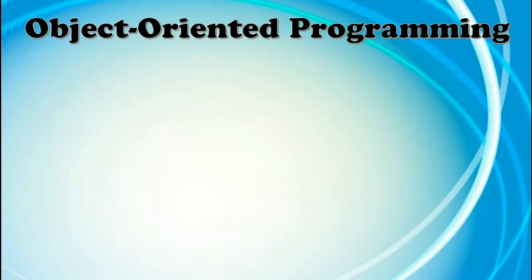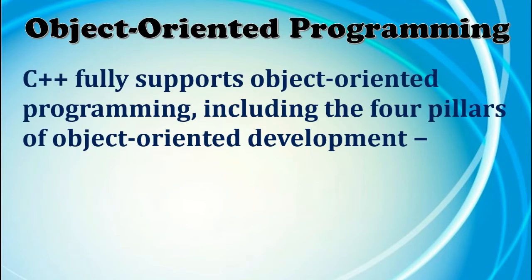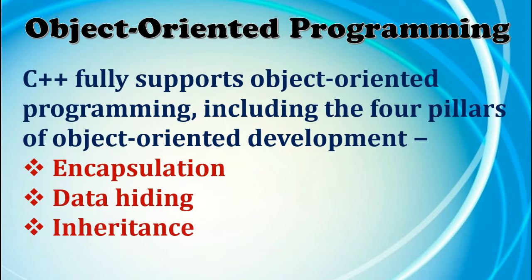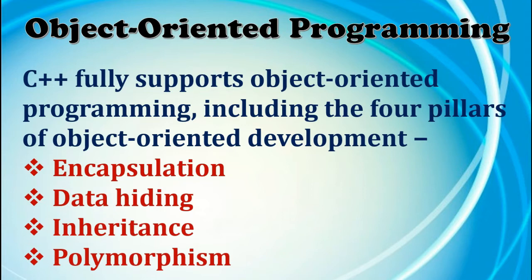Next we move on to object-oriented programming. C++ fully supports object-oriented programming, including the four pillars of object-oriented development. What are these four pillars? First, encapsulation. Second, data hiding. Third, inheritance. Fourth, polymorphism. Now what do these four pillars actually mean? We will be learning about this in our next class, which will be concepts of object-oriented programming.